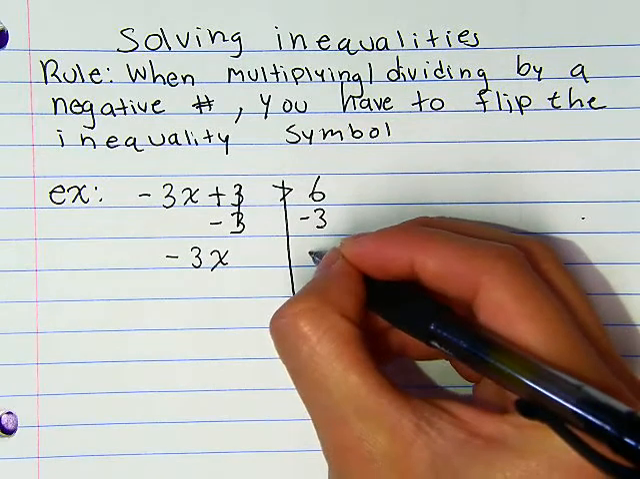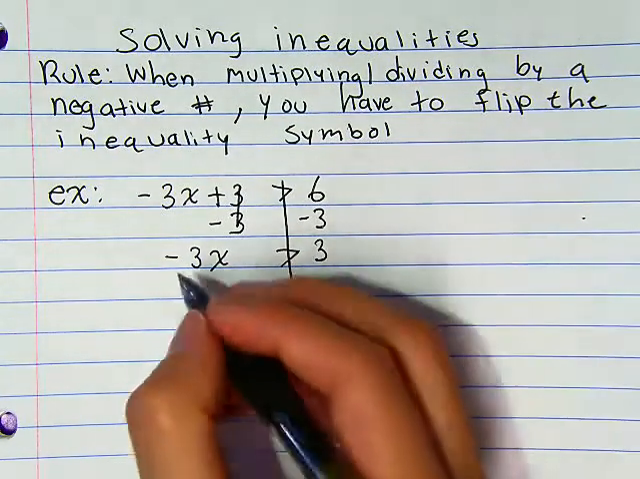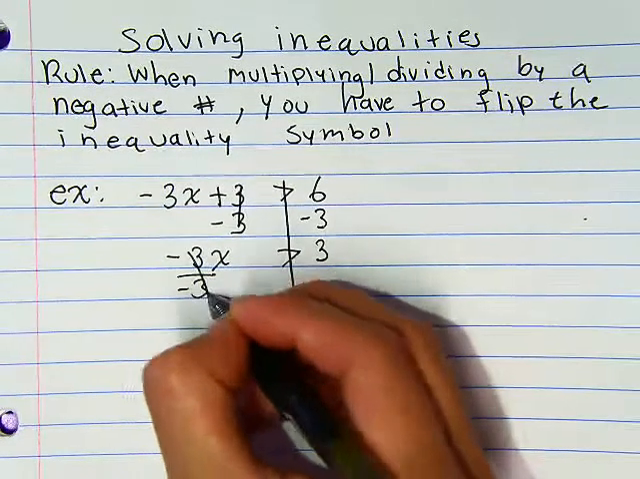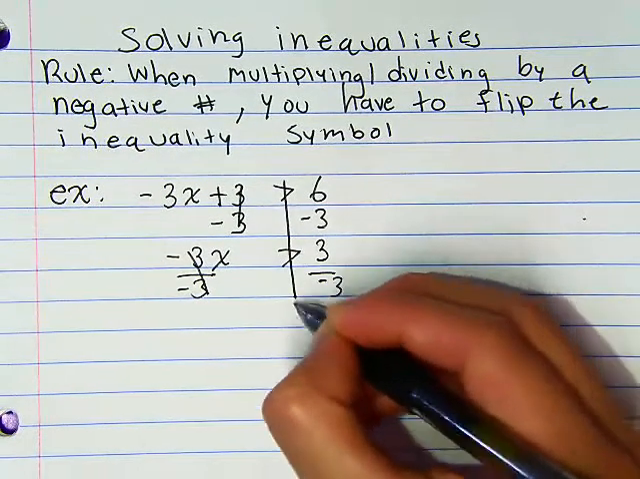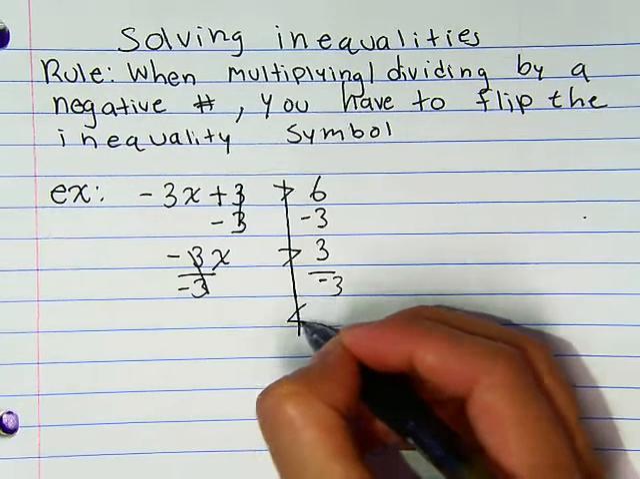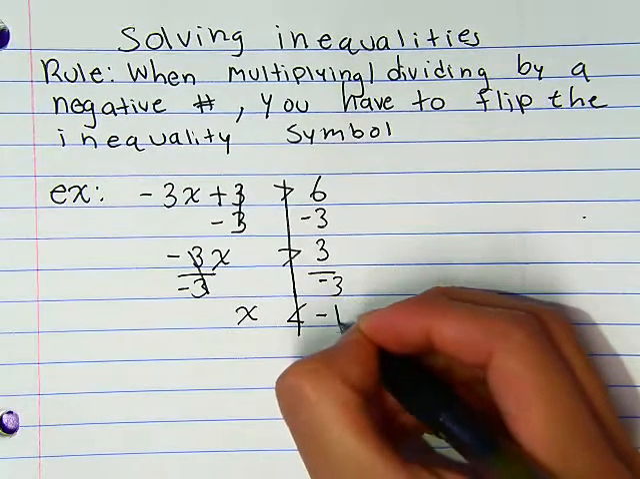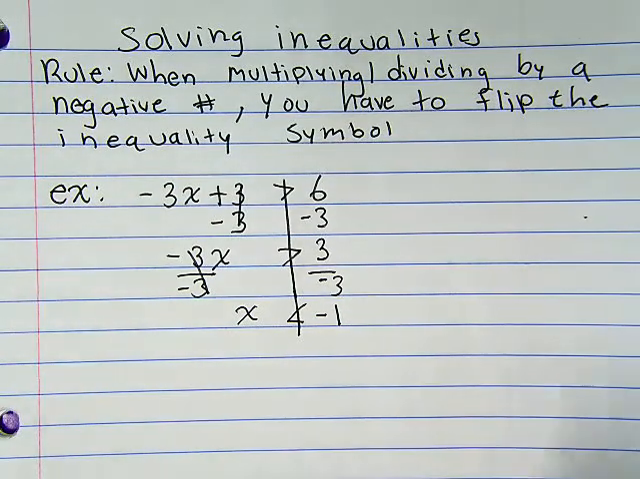And on the right hand side, we are going to go ahead and get positive 3. Now we divide by negative 3, and based on the rule we just talked about, if we divide by a negative number, we have to flip the sign, and we are left with negative 1. So x is less than negative 1.